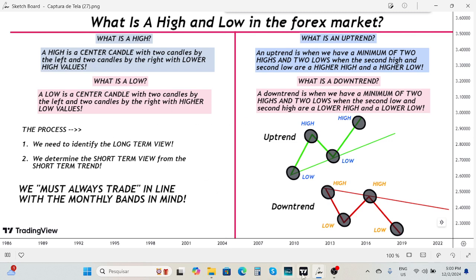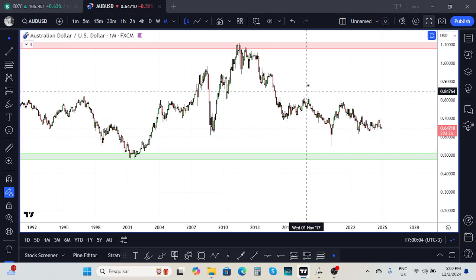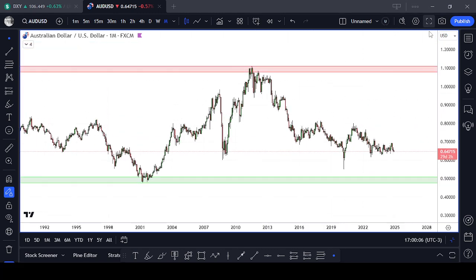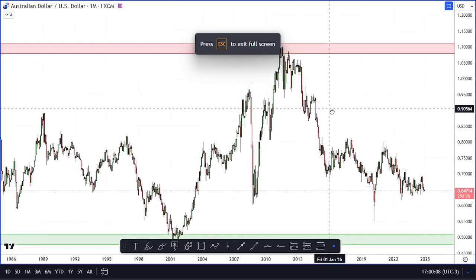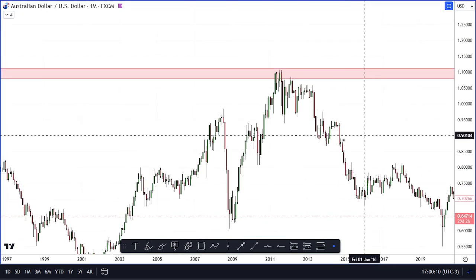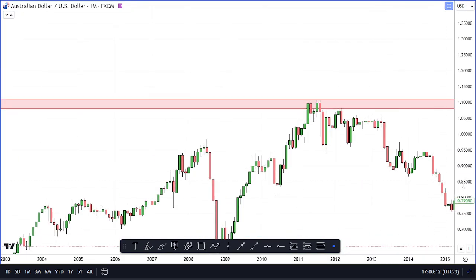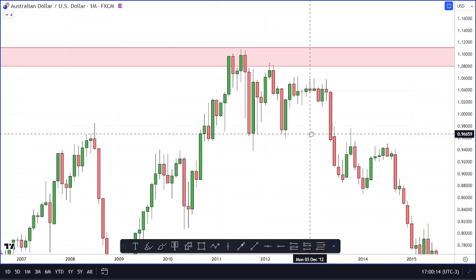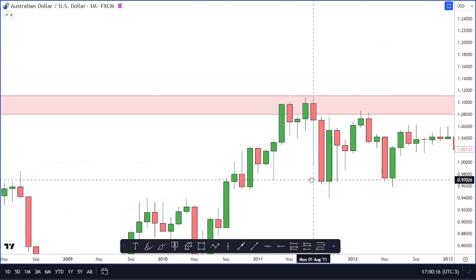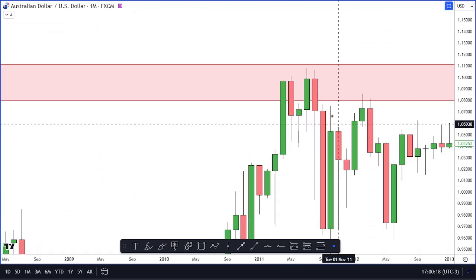What is a high? Right here. Now we are going to look at a high. Like we said, a high is a center candle. This is the monthly time frame of AUD CAD, so we look at these two charts already.